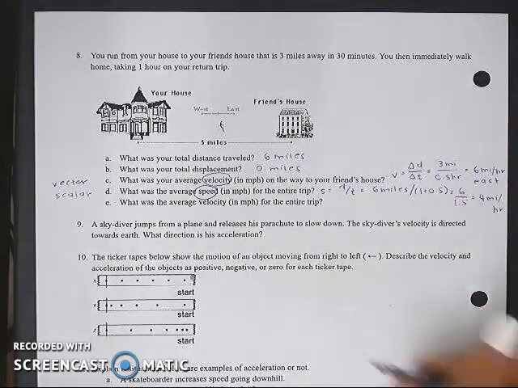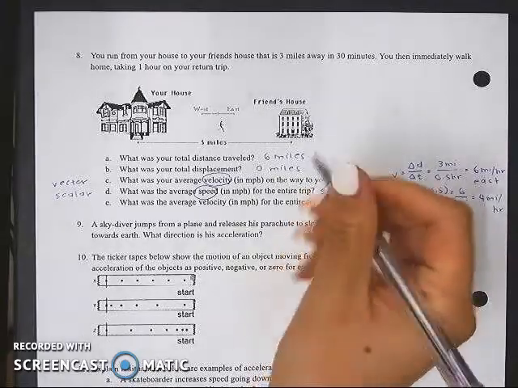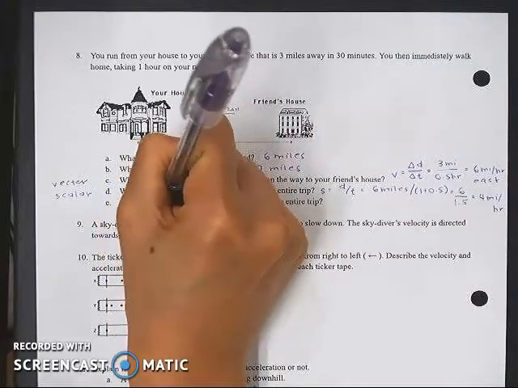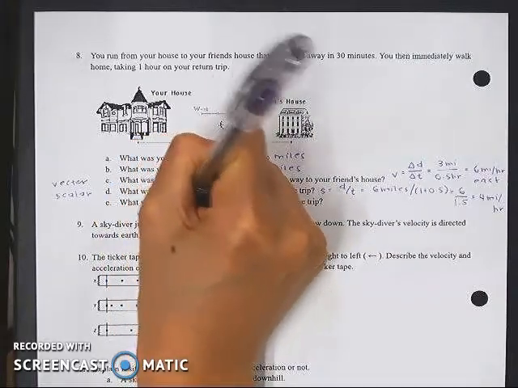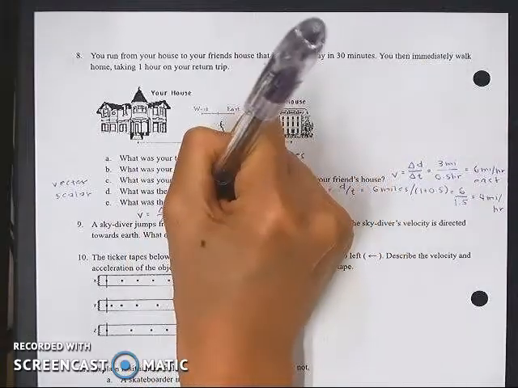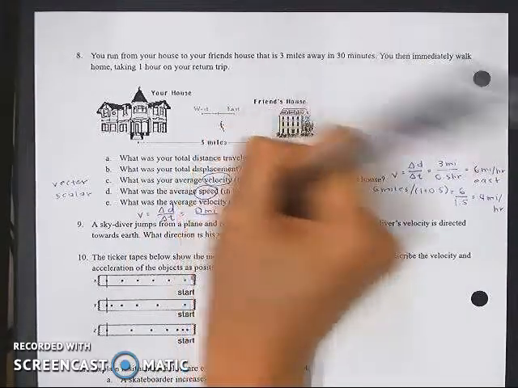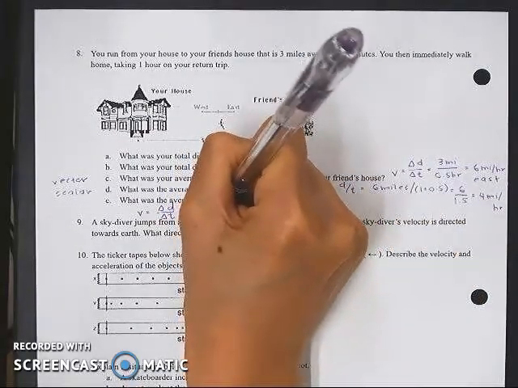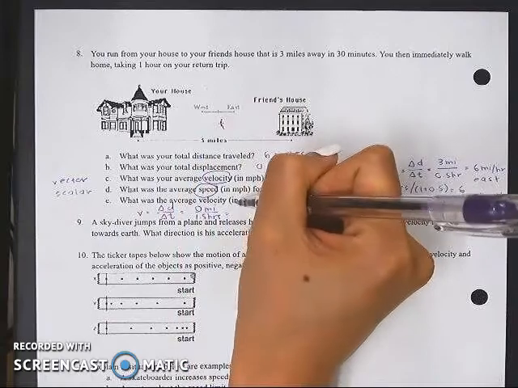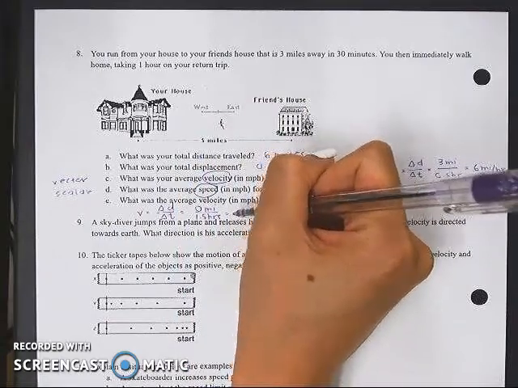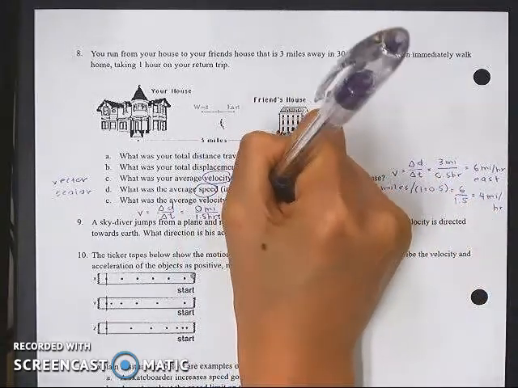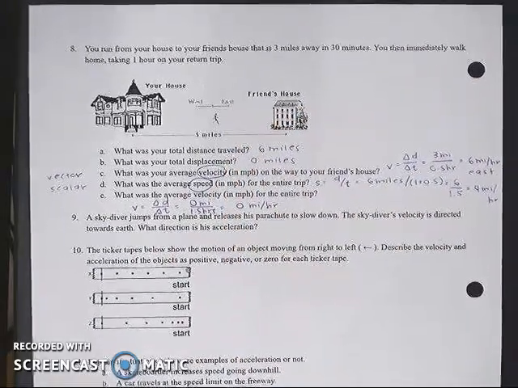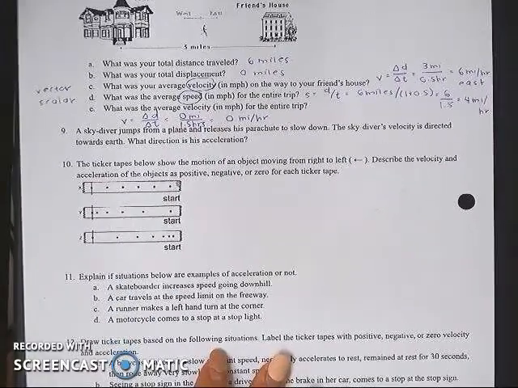In part E, what was your average velocity for the entire trip? Your average velocity would be v equals change in displacement over change in time. But we know that the displacement was 0 miles. The total time would just be 1.5 hours, just like we saw before. But since there's 0 displacement and you're dividing 0 by 1.5, your velocity will also be 0 miles per hour. All right, let's go ahead and move on to number 9.